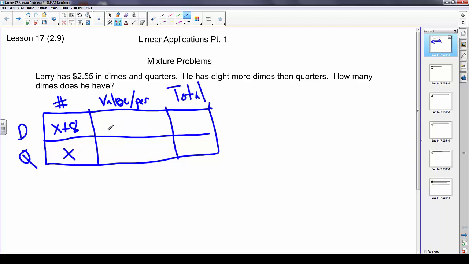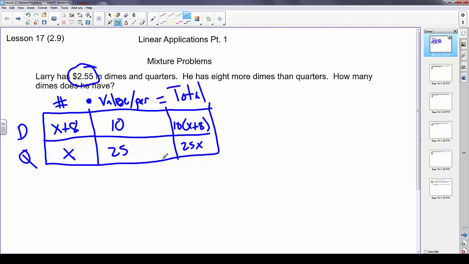I know the value for each dime, that's 0.1, or I could do this in pennies. I'm going to do it in pennies. It just makes life easier. So I'm going to call each dime 10 pennies and each quarter 25 pennies. Now if I want to find out my total, I multiply the number of coins I have by the value per coin, and I get a total value. So this is 10 times x plus 8. And this is 25x.